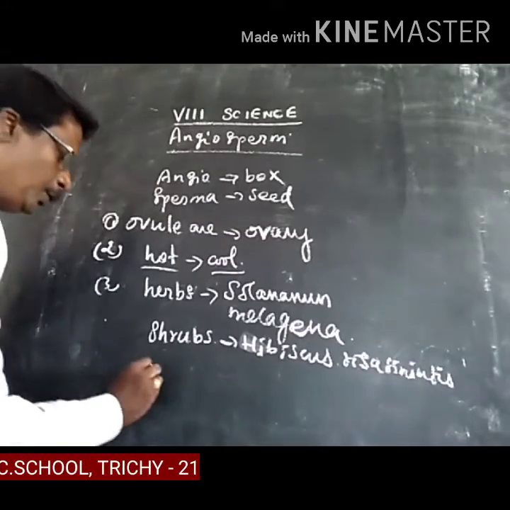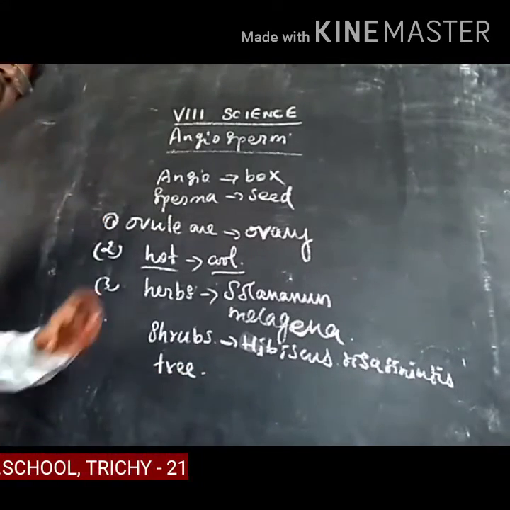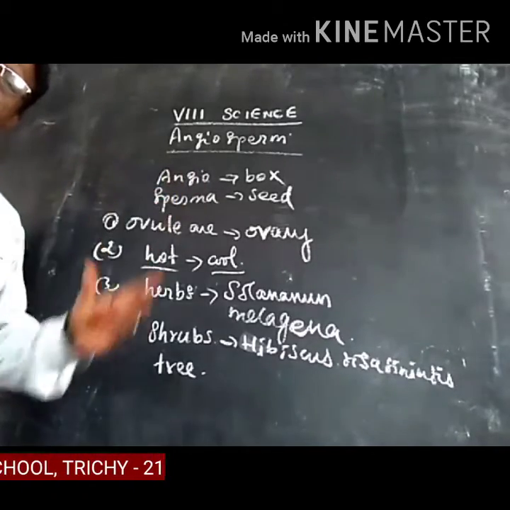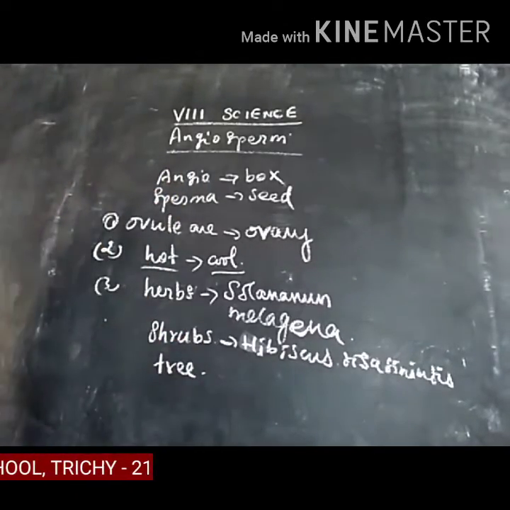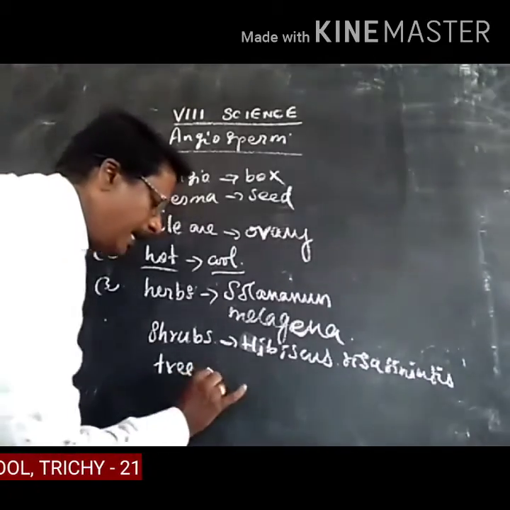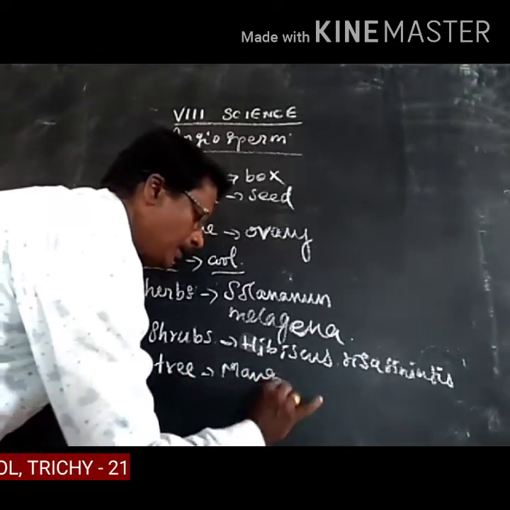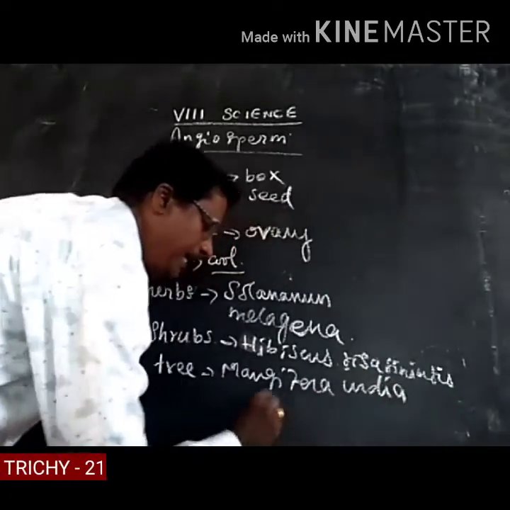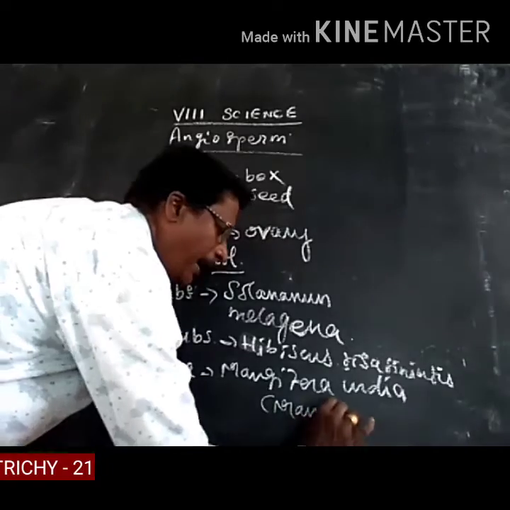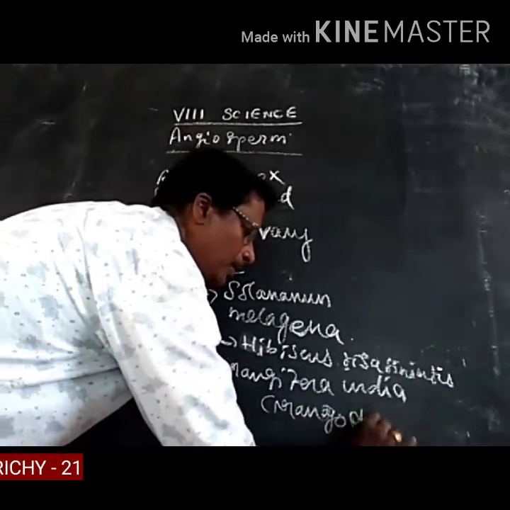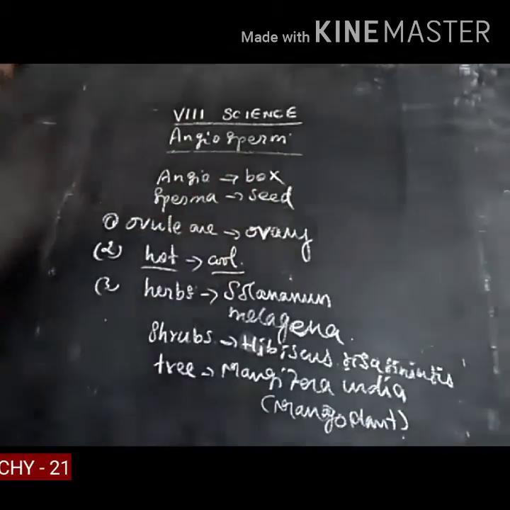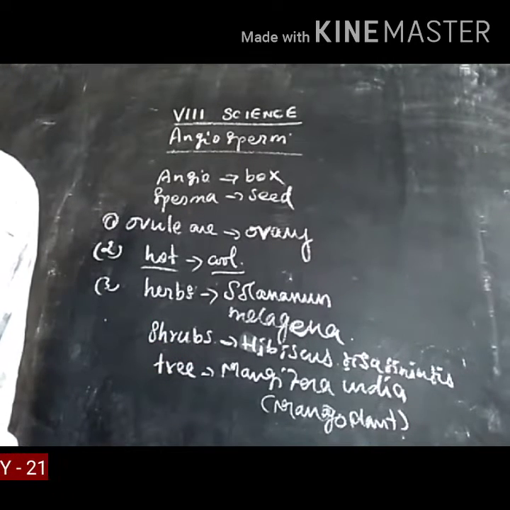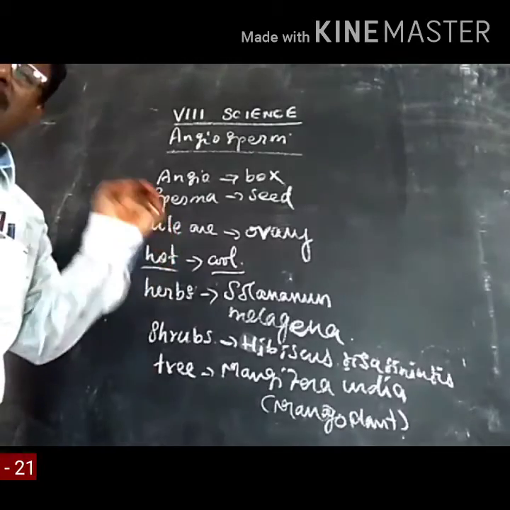Then trees are more than 6 feet. The plants also grow for more than 2 years. So it is called a tree. Example: Mangifera indica, which means the mango plant.